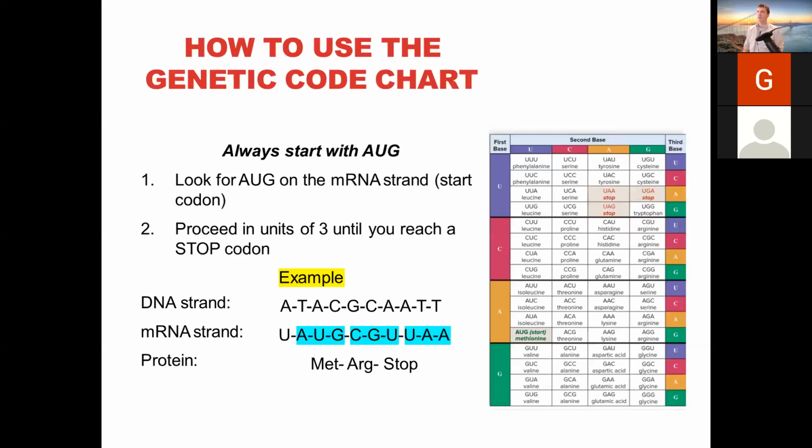So how to use a genetic code chart. So first look for AUG on the mRNA strand, and then proceed in units of 3 until you reach a stop codon. So an example here is, here's the DNA strand. It gets transcribed into an mRNA. So you look for AUG, and then the next one would be CGU. The next one would be UAA. And then if you look at the genetic code, AUG is methionine, CGU is arginine, and then UAA is stop. So the protein would be translated into met, arginine, and stop.